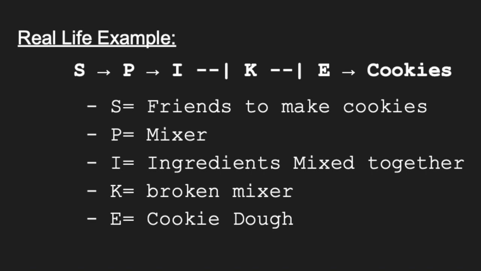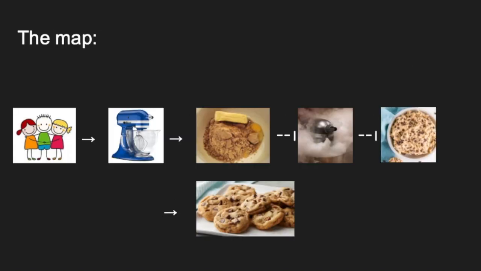A fun real-life example, as you can see, I created this with the map, is baking cookies. The S stands for friends to make cookies, P for the mixer, I for ingredients mixed together, and K equals broken mixer, and then the E is the cookie dough. And here is the map.